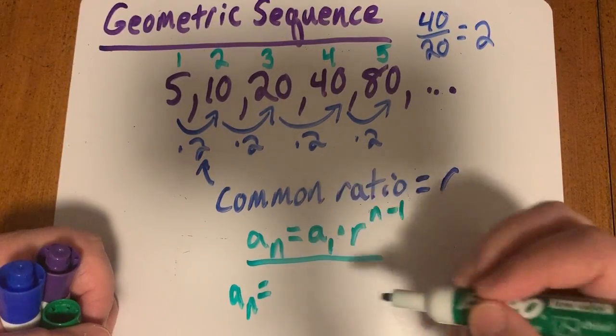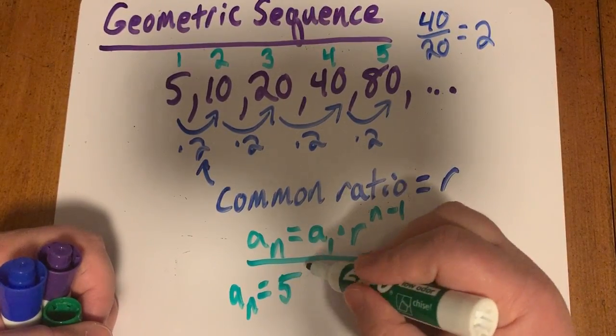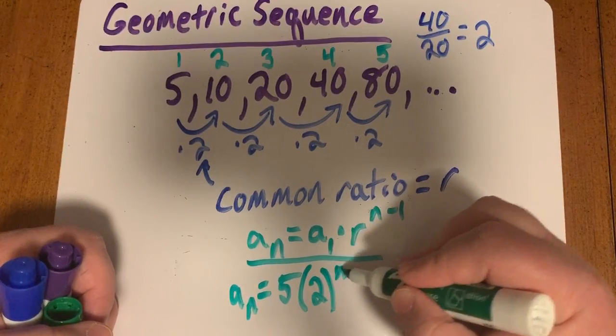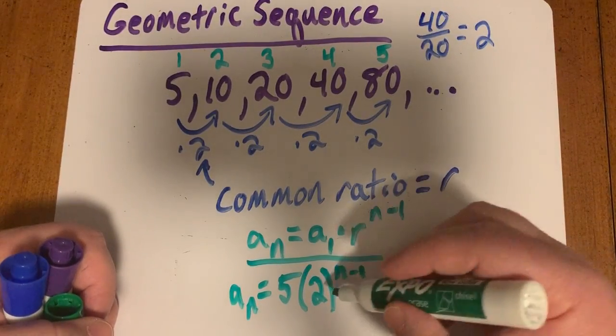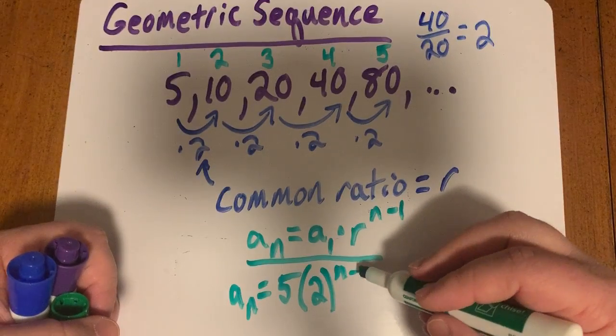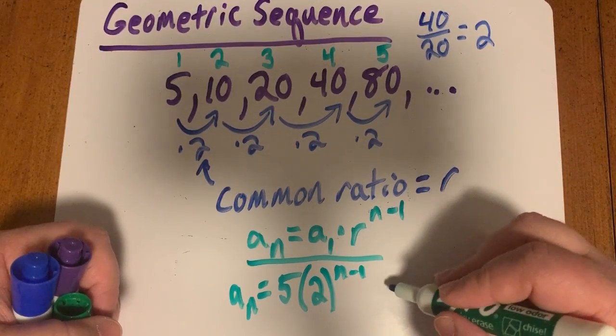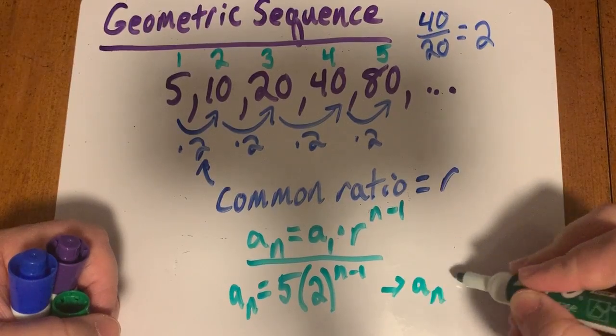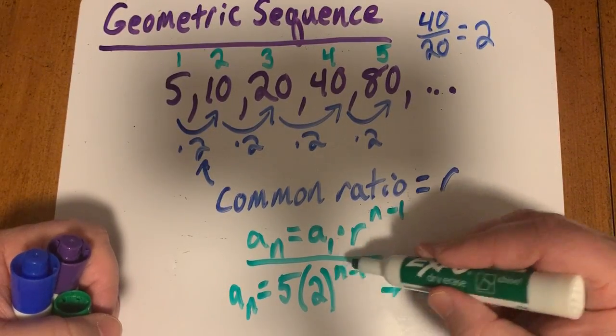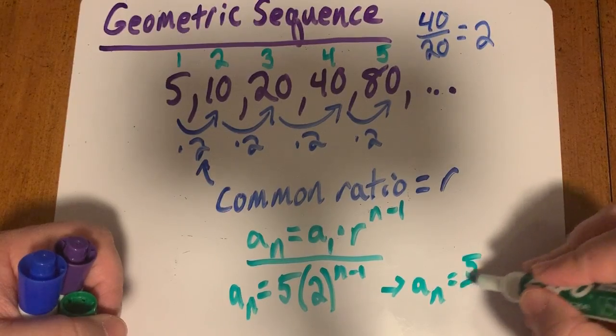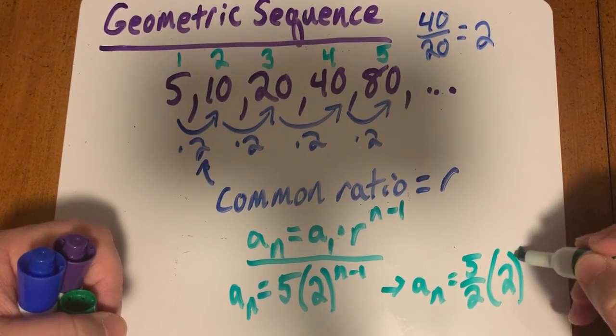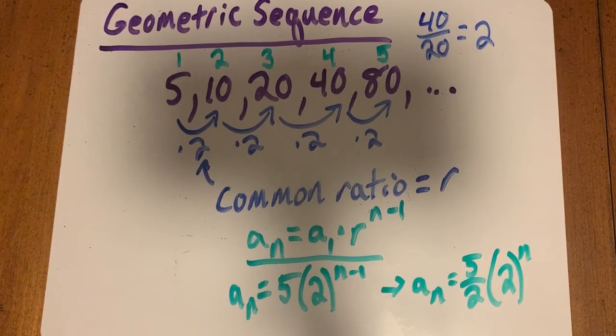So in this case, a sub n equals 5 times 2 to the n minus 1. You can leave it like this. You do not need to get the exponent to be just n. You're more than welcome to if you want to write it that way, because that's 2 to the n divided by 2, right, so 5 halves times 2 to the n. You can write it like that as well. No one's stopping you, but no one's making you do that. You can leave it in this first form. So that's the explicit definition of a geometric sequence.